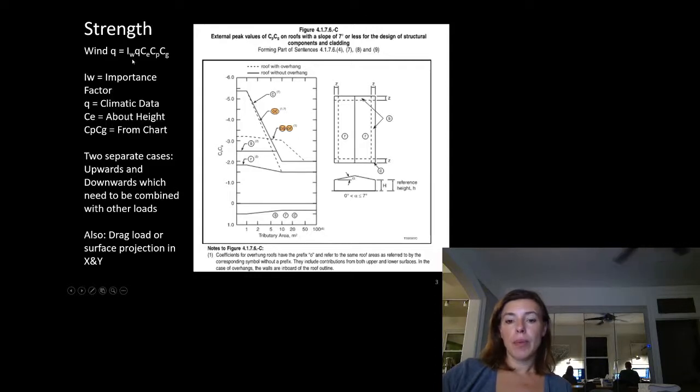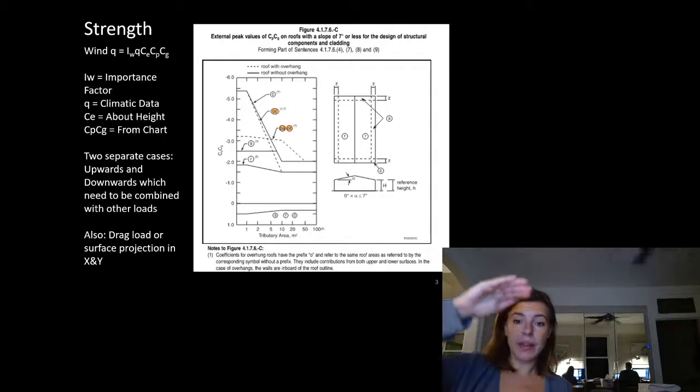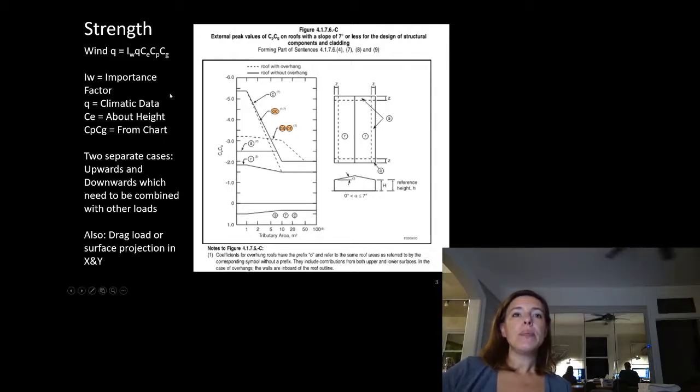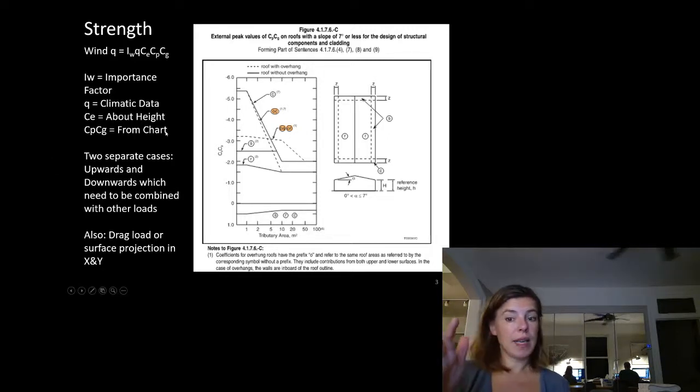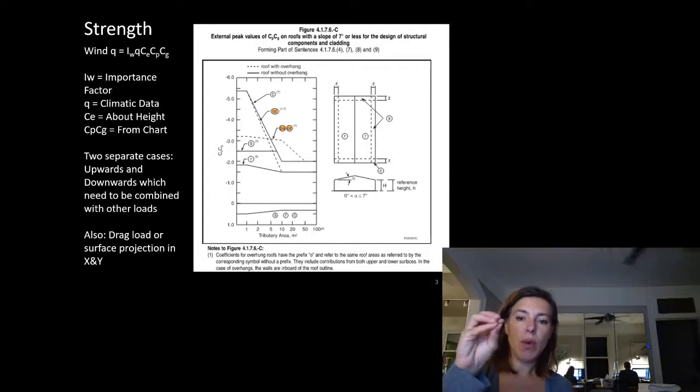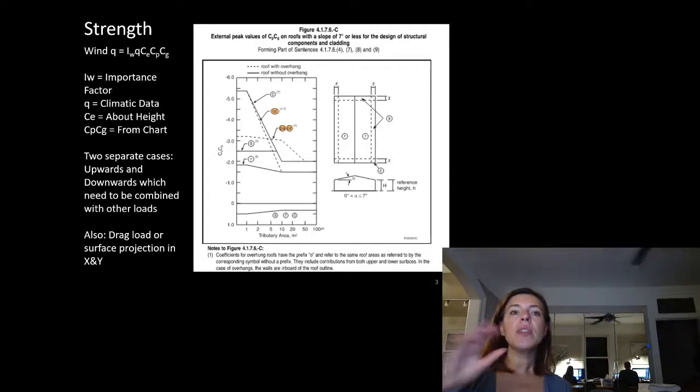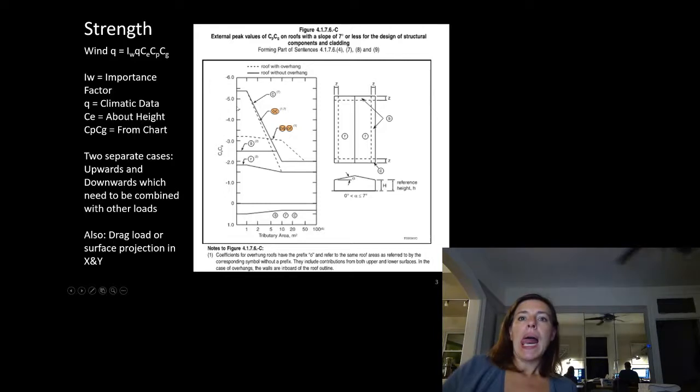You remember Iw is our wind importance factor. q is our climatic data that we look up in the building code. Ce is our exposure factor that increases with height as we go up. And Cp and Cg can be separated depending on what type of calculation we're doing, but our building code often lumps them together for certain things. We've seen examples where they don't, so sometimes you need to think about what that gust factor, Cg, is. But for these, they've combined them into one factor for us and called it the CpCg factor. So this is our CpCg factor graph.